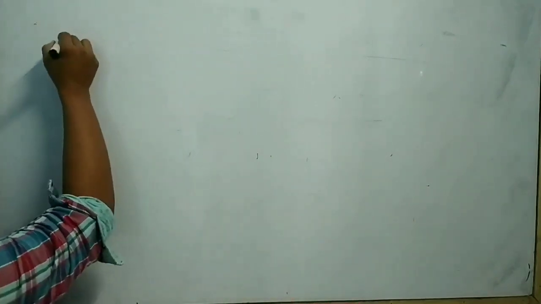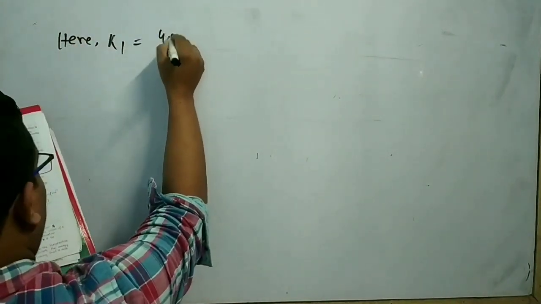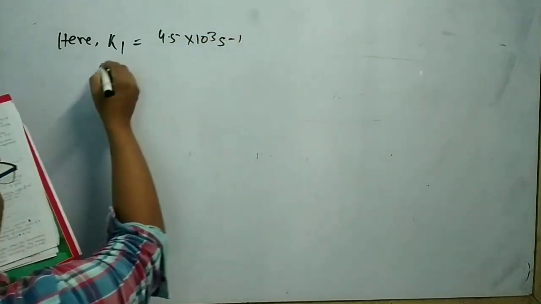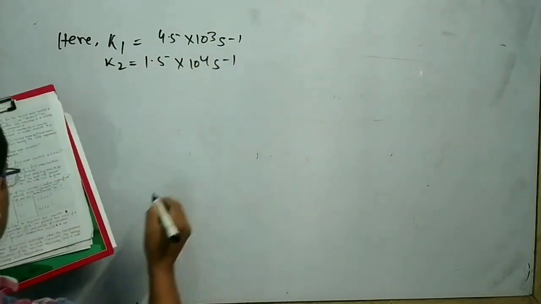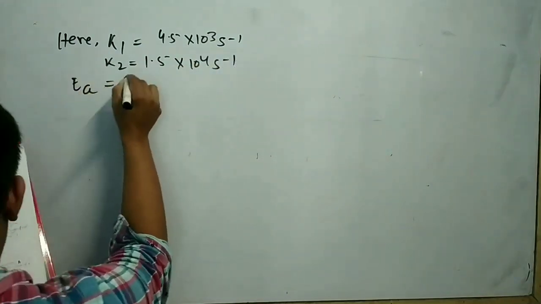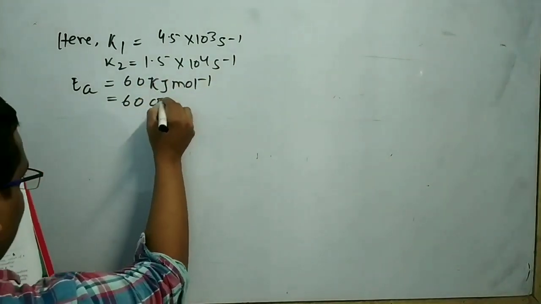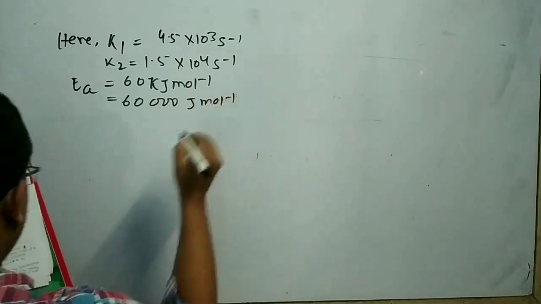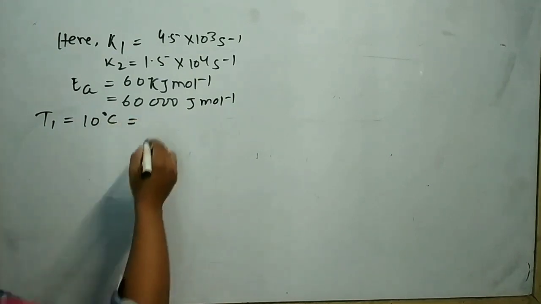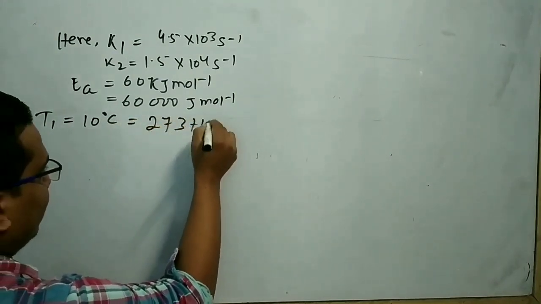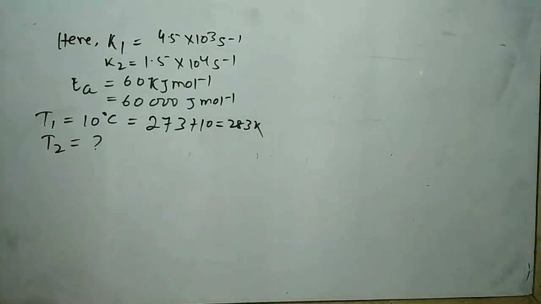That means here K1 equal to 4.5 into 10 to the 3 second inverse. K2 is equal to 1.5 into 10 to the 4 second inverse. EA equal to 60 kilojoule per mole. We can also write 60,000 joule per mole. Here T1 is 10 degree centigrade. That means I can write 273 plus 10, that is 283 Kelvin. T2 is not given. Our aim is to find out T2.